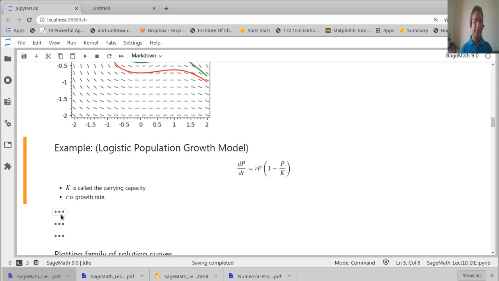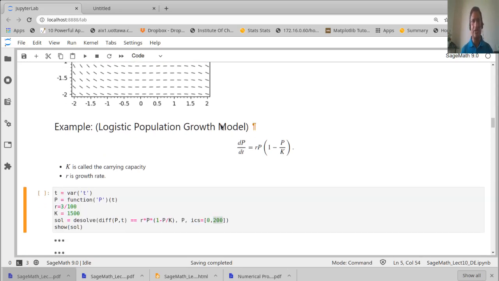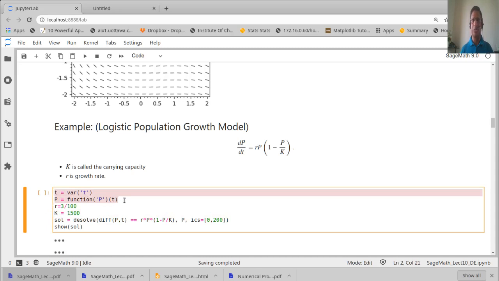Let us define this differential equation, and let us take r, the growth rate of this population, equal to 3 by 100, and the carrying capacity is 1500. Think of this as the population of some small species. Now let us solve this differential equation. So again, t and p have to be declared as variables. p has to be declared as a function, as we did earlier, y as a function of x. Here I'm thinking not x but t, as time.